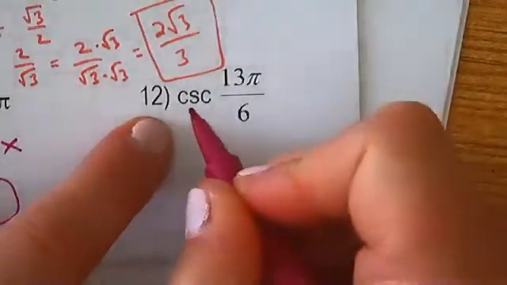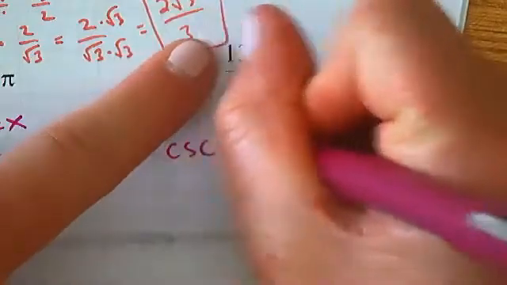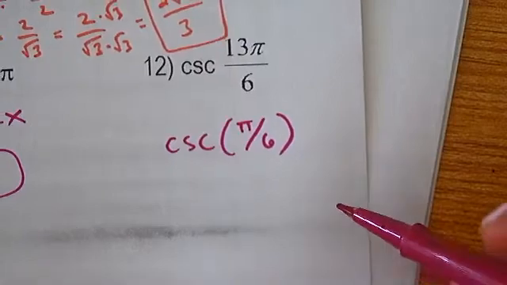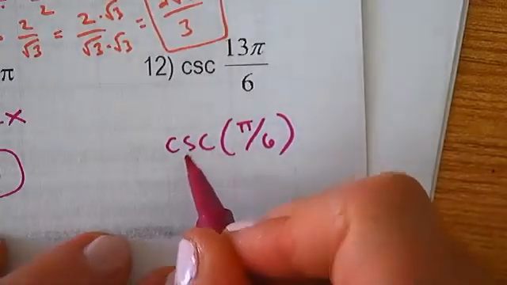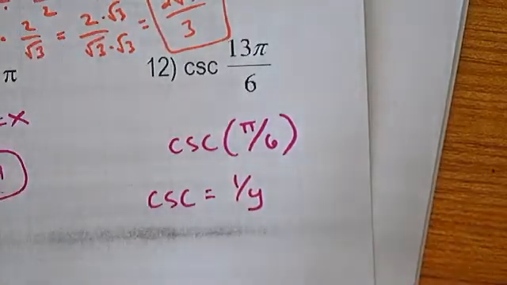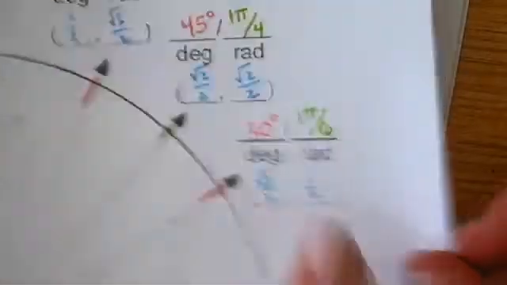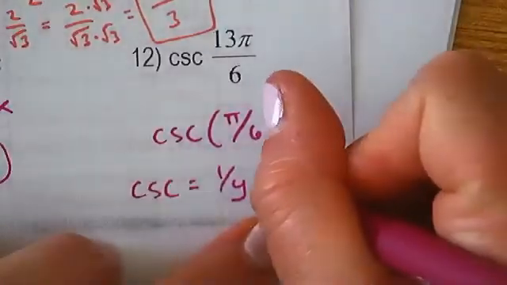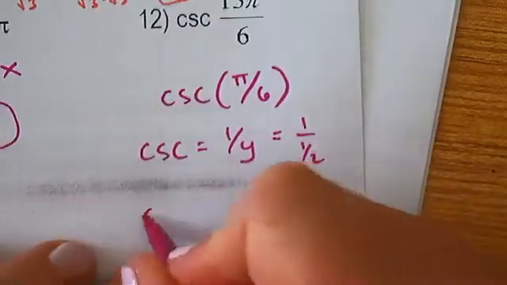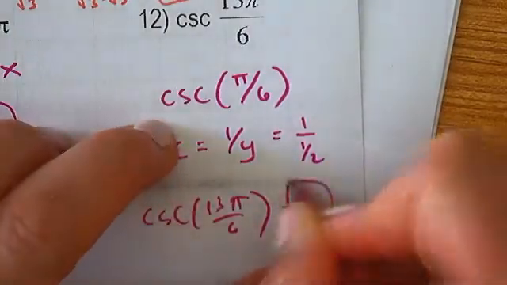So if I'm asking to take cosecant of 13 pi over 6, that's equivalent to taking cosecant of pi over 6 because they're in the same position. Okay? Cosecant is the reciprocal of sine, so that means that cosecant is equal to 1 divided by the y value. Now at pi over 6, our y value is 1/2. So we're going to do 1 over 1/2. And if you do KFC, cosecant of 13 pi over 6 is 2. Done.